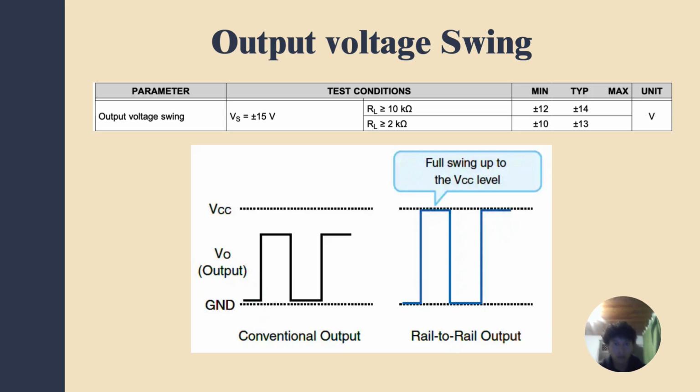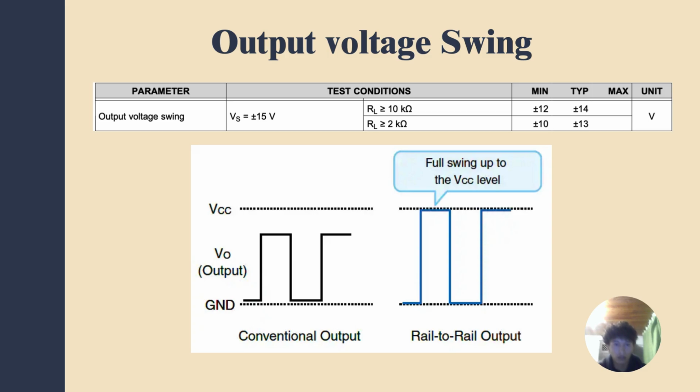Ideally, an op-amp should be able to swing from the negative power rail to the positive power rail. However, in real-world op-amps, the output voltage swing is likely less than the supply voltage due to internal transistor saturations and voltage drops. For a standard op-amp, the output voltage typically swings to about 1 to 2 volts away from the supply rails. For example, if an op-amp is powered by plus minus 15 volts, the actual output swing might be around plus minus 13 volts, meaning it cannot fully reach the power supply rails.